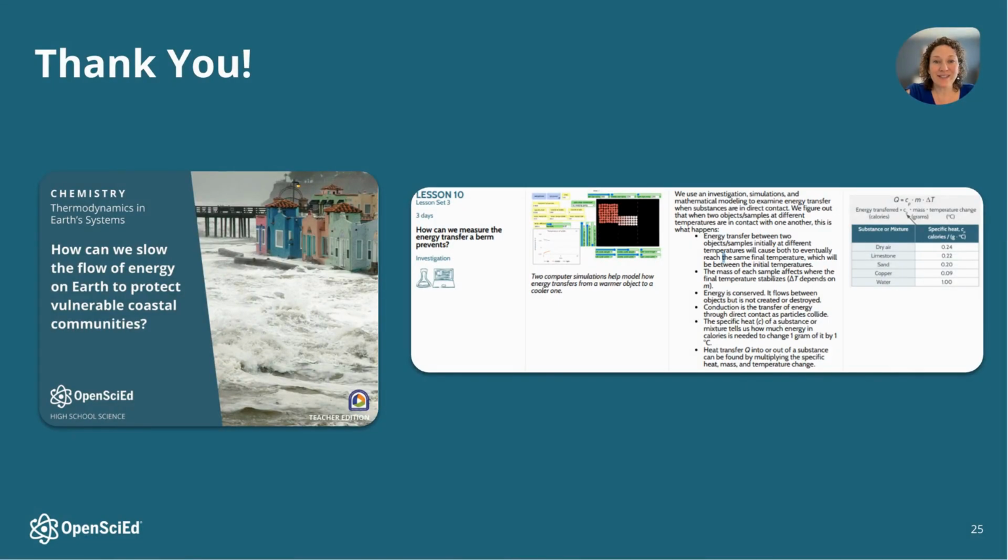All right, that's it. So, to recap this lesson, the students investigated the relationship between mass and volume to figure out the density of the different types of water. Through this lesson, they now understand why the warm, salty water sinks to melt the glaciers through convection. Up next is lesson 10, where the students will learn about how we can measure the energy transfer a berm could prevent. Good luck and have fun.